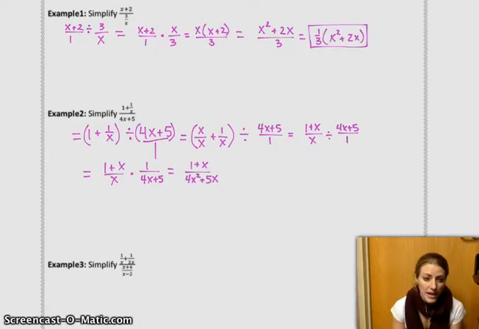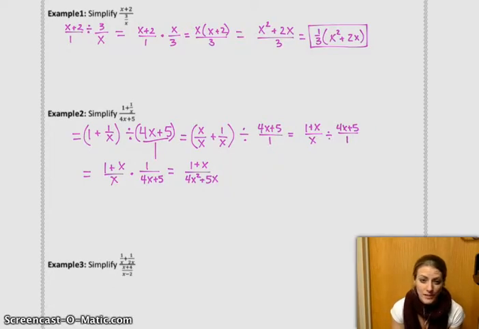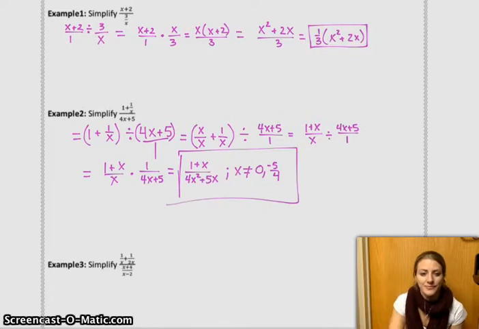At this point, if we can factor things and cancel them out, we do that. But in this case, that's not going to work. So we just make sure we include when the denominator is 0, because the rational expression is undefined when the denominator is 0. Remember, bad things happen. So if I set my denominator, 4x squared plus 5x, equal to 0 and factor that back out, I get x times 4x plus 5. x cannot equal 0 or negative 5/4. So this is my final answer. Yay!